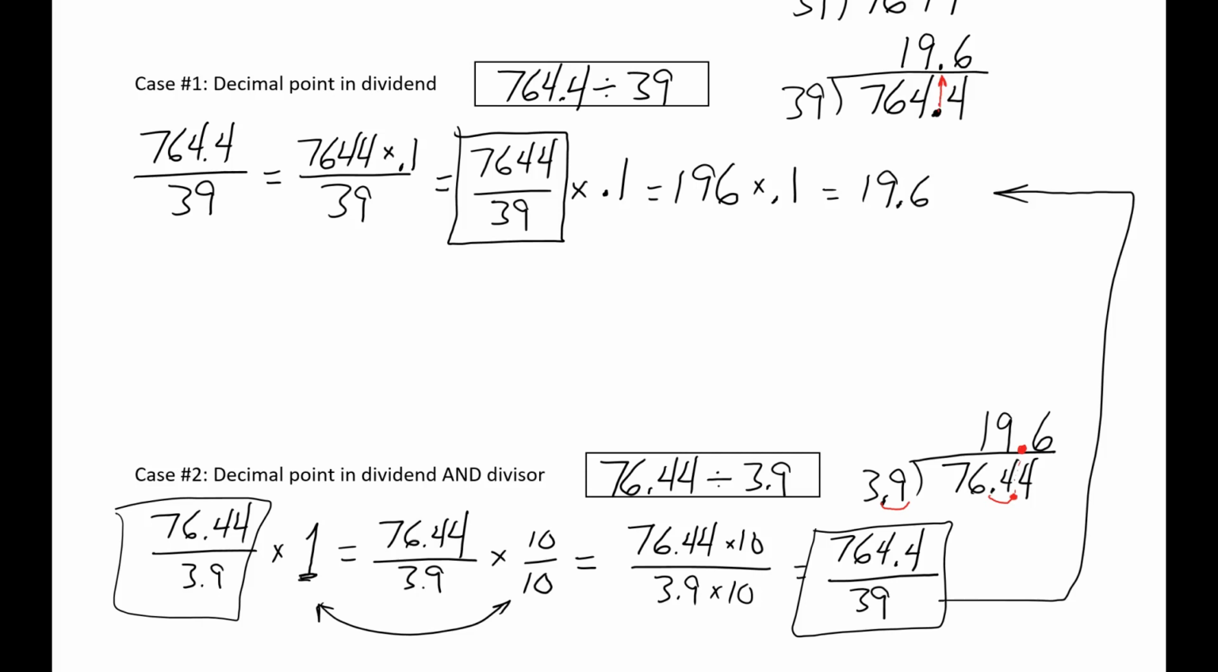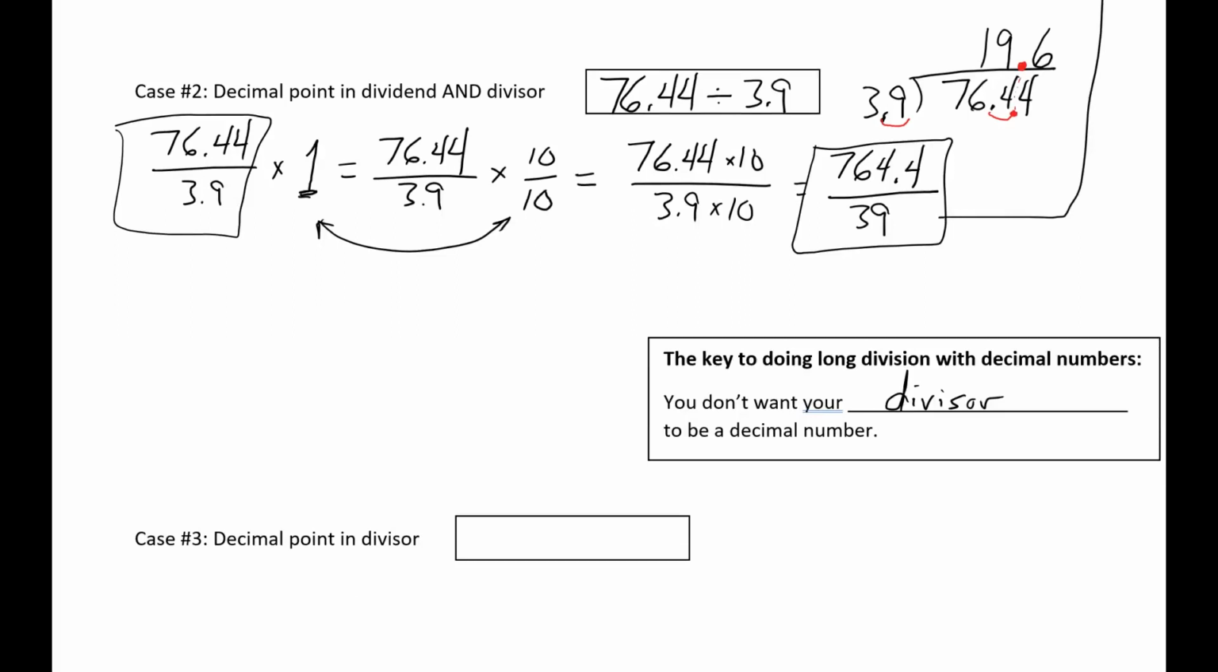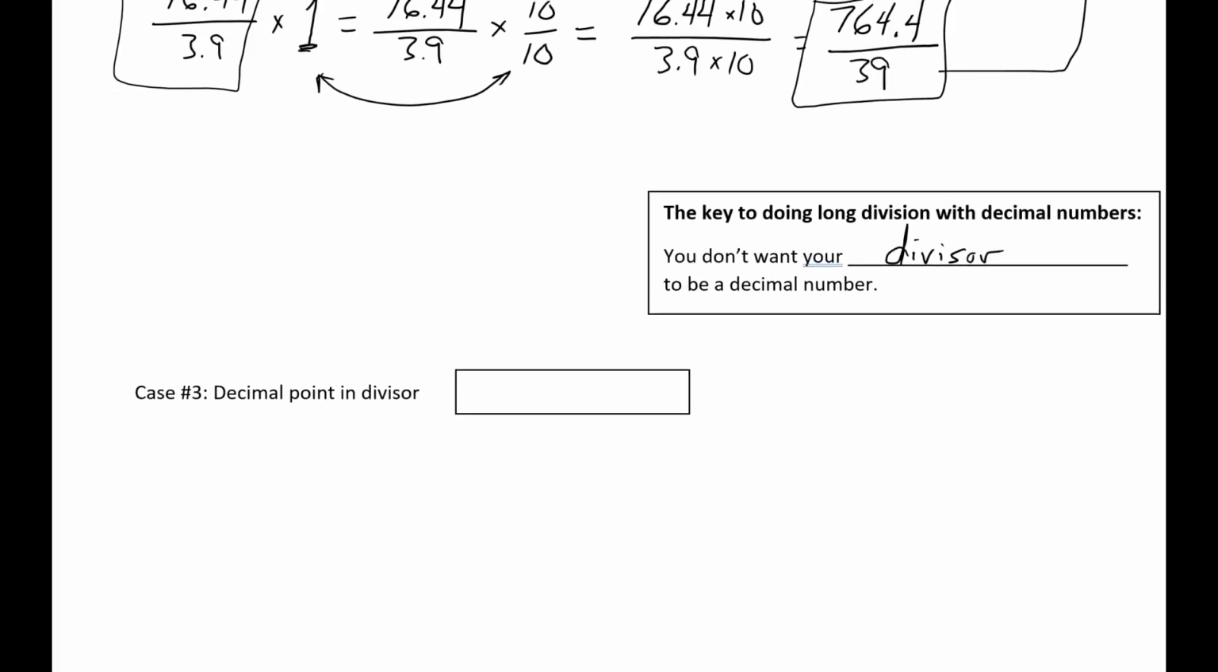Okay, so I want to look at one last example, which I'm going to call case 3. So students often wonder at this point, well, what about if you have a decimal point only in the divisor? Like, say, 7,644 divided by 3.9.